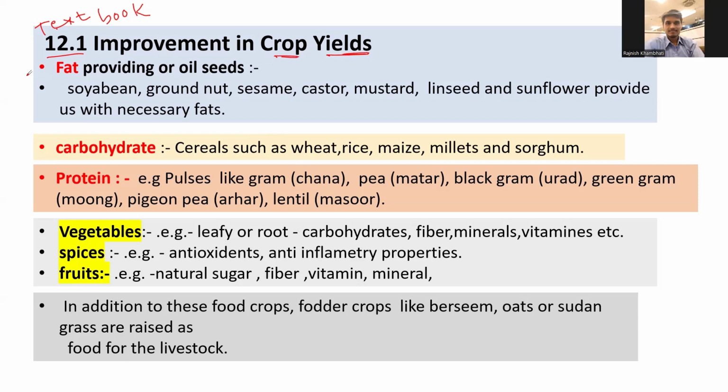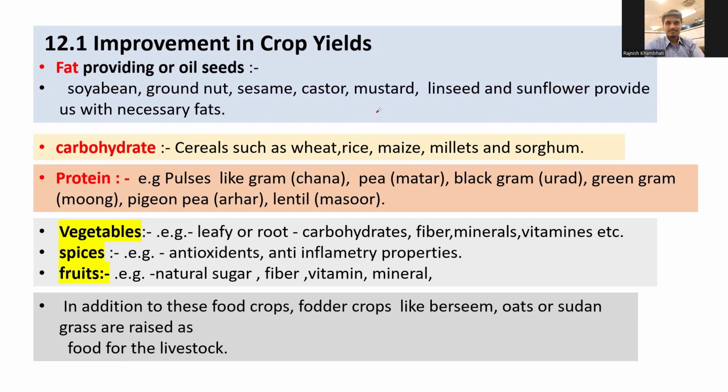We have food, we are eating the food, and we are eating protein, carbohydrates, and other things. So this is an example of the plants from where we will get all these things, like fat. We can get fat from oil seeds. Some seeds will give us oil or fat. Examples are soybean, groundnut, sesame, castor, mustard, linseed, and sunflower, which will provide us the necessary fat. It means if you want to eat fat, you have to eat these. And you know that every day you are using this.